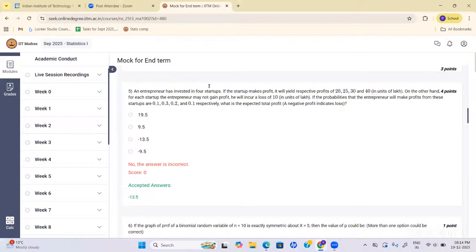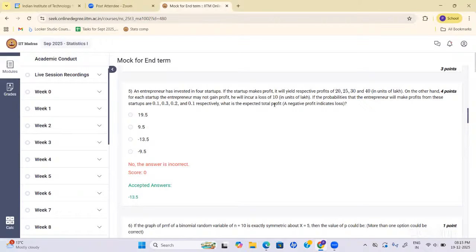So what should be the approach to solve the question? Here we have to find the expected total profit. Total profit means from all the 4 startups, what profit we are getting; that expected value we have to calculate. First of all, we will calculate the expected profit from each of these 4 startups, and then we will add those values, and that will give you the total expected profit.